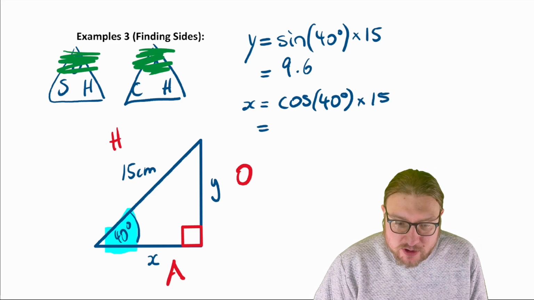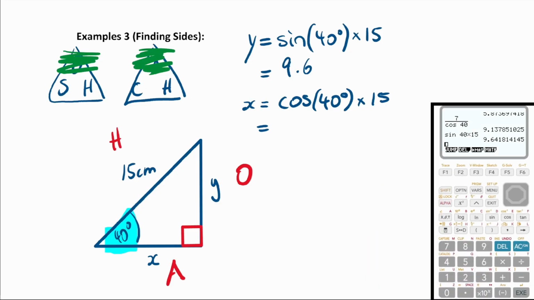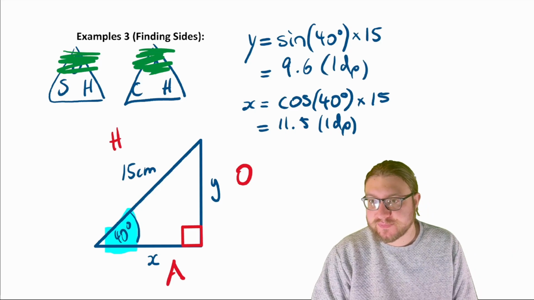And again, we're going to go and grab the calculator. Cosine 40 times 15. There we go. And we get 11.5. Everything was one decimal place, right? In all of our questions so far.